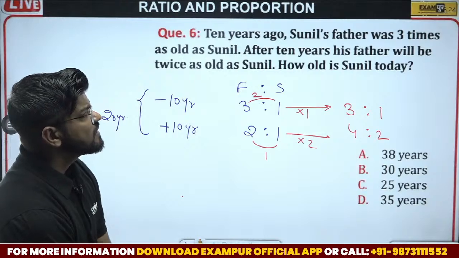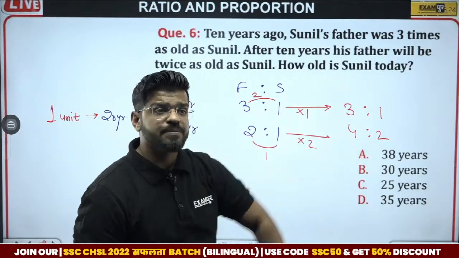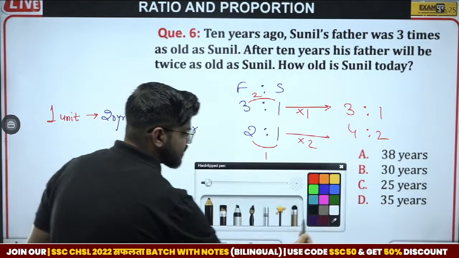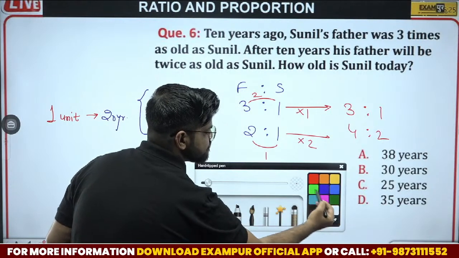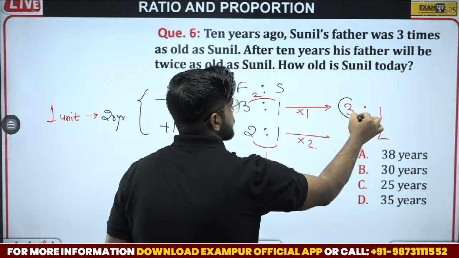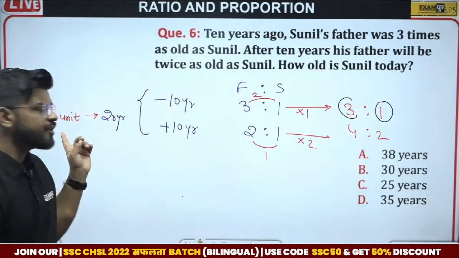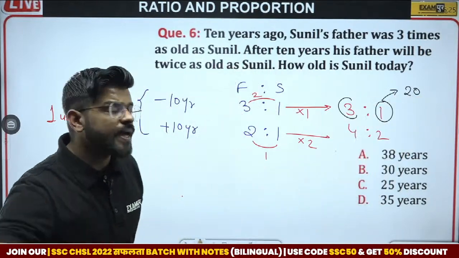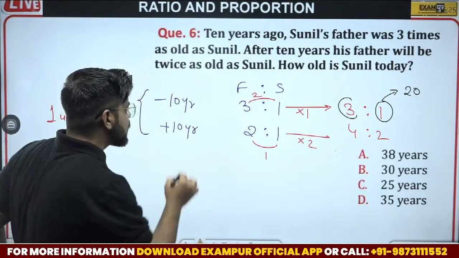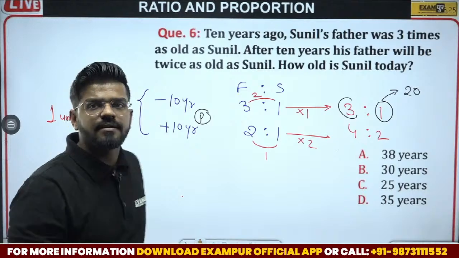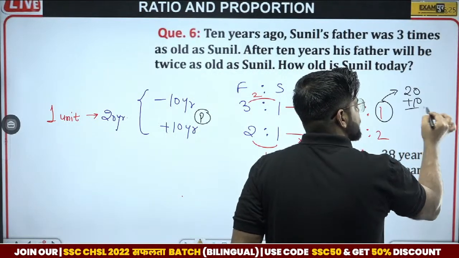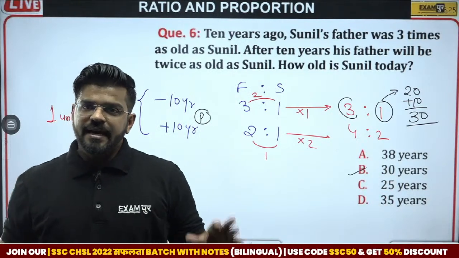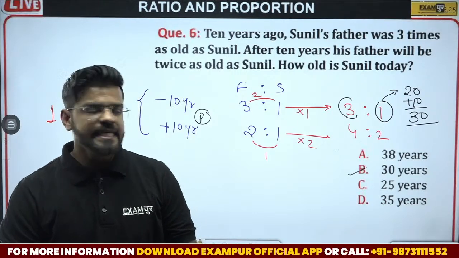So what we have to calculate is how old Sunil is today, Sunil's present age. Just calculate from the new ratio. Here is Sunil, and Sunil is 20 years, because 1 unit we have already calculated. Sunil is 20 years. When? 10 years ago. When we have to come to the present, what we have to do? Just add 10. And we will get 30 years, which is option number B. Right, Priya? So 30 is my right answer.